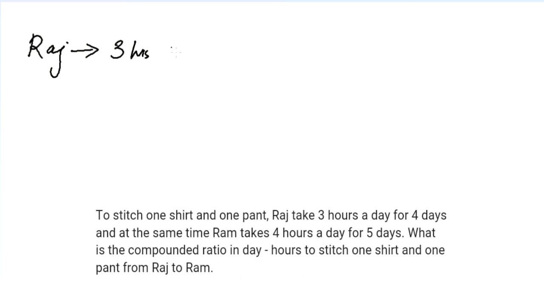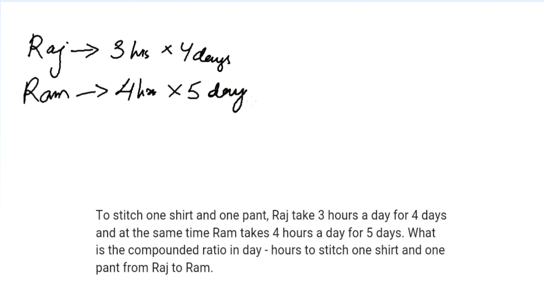That gives you the total hours of work done by Raj. And then Ram will be 4 hours a day into 5 days, or 5 into 24. For calculating this, we have to make it in the same unit, let's say hours, but basically keep that in mind. 4 days is 4 into 24.